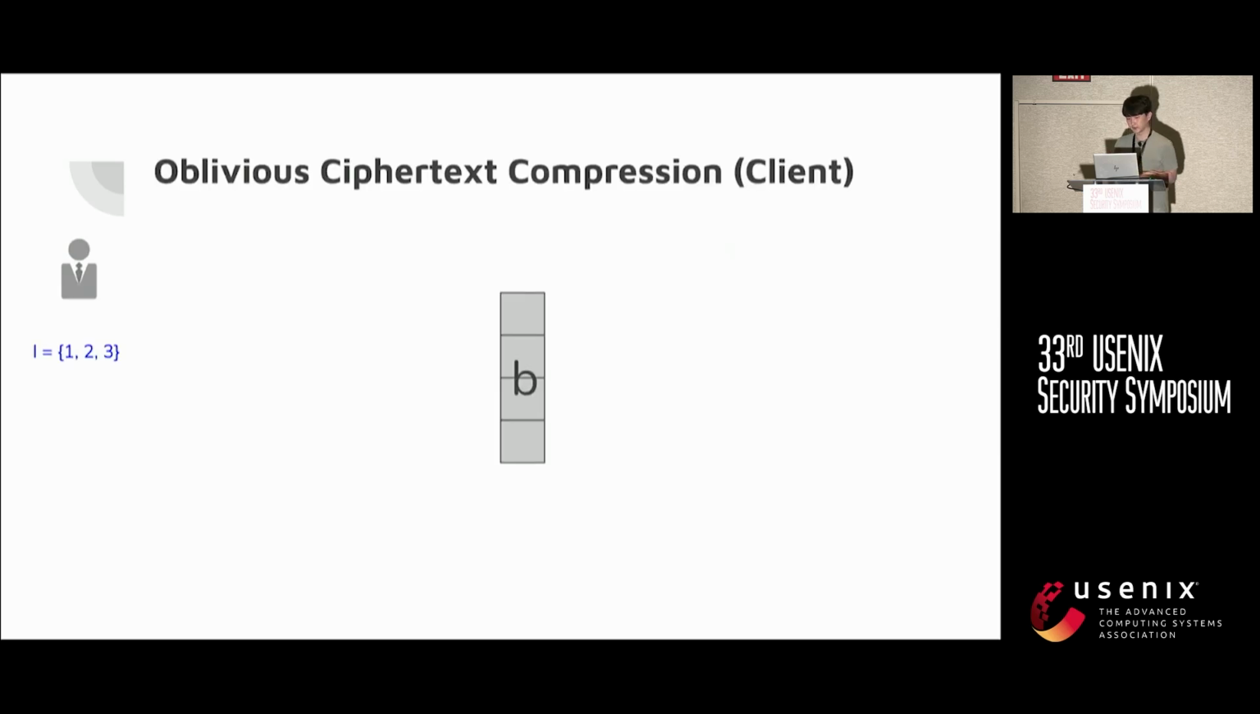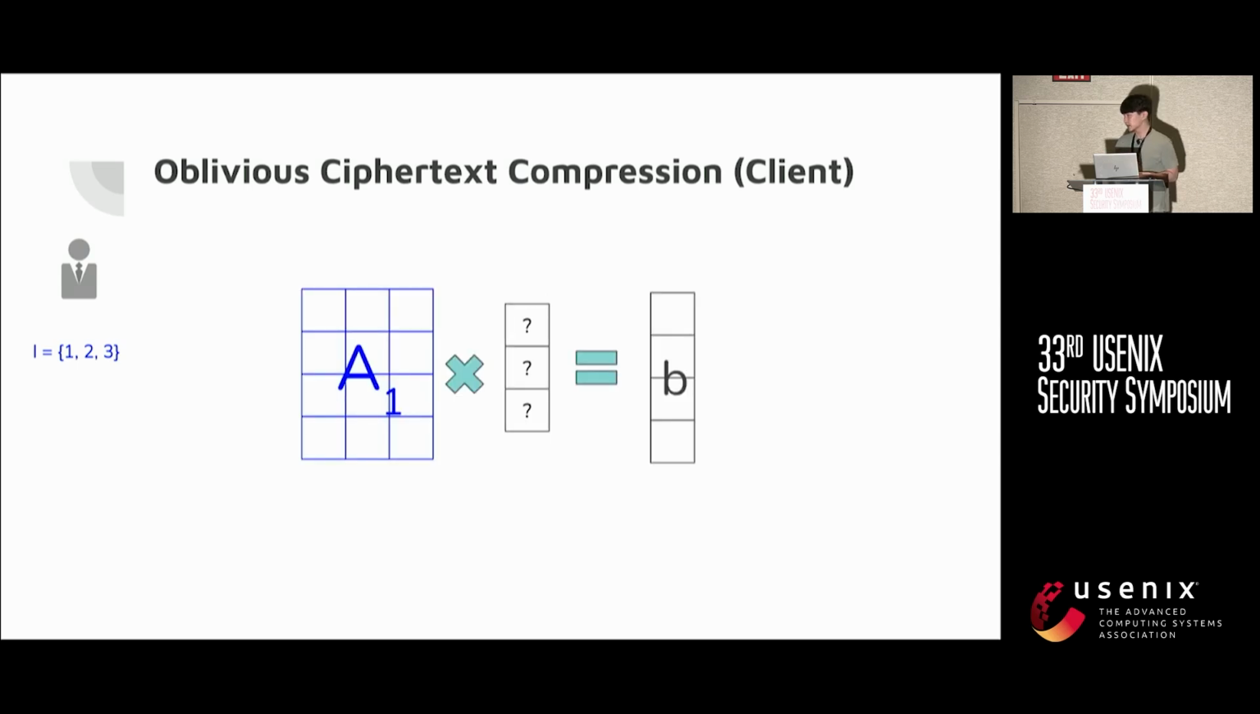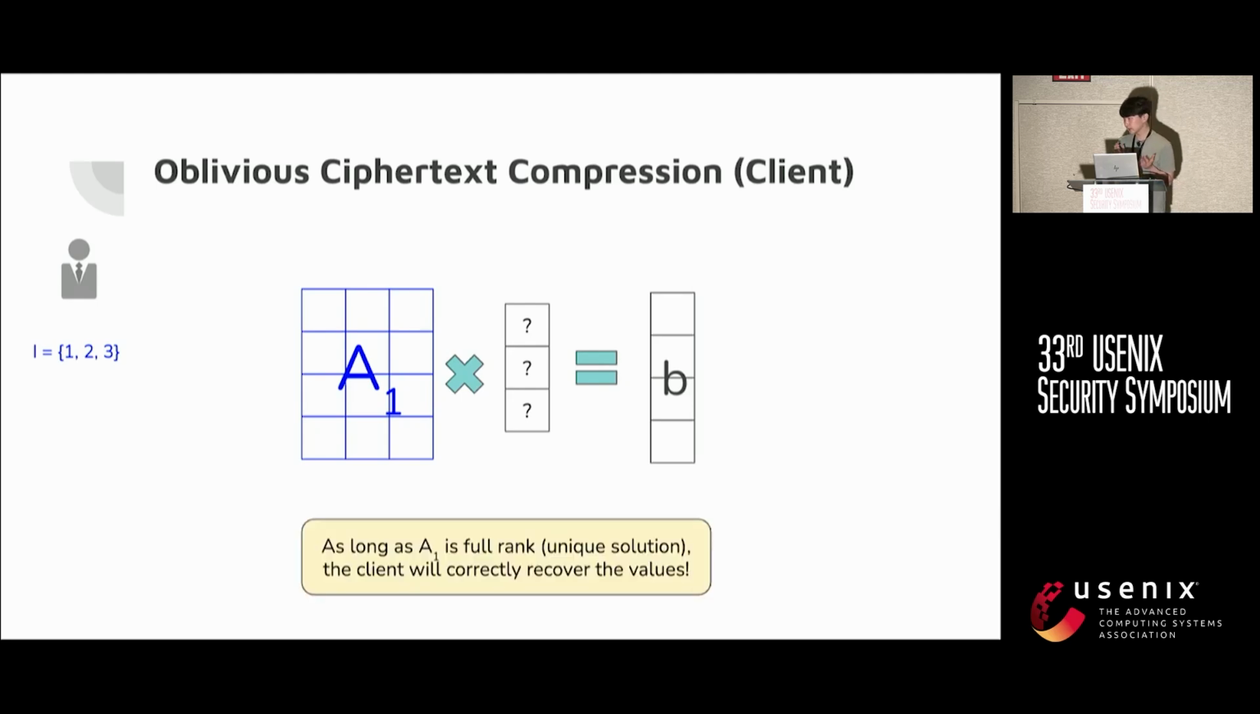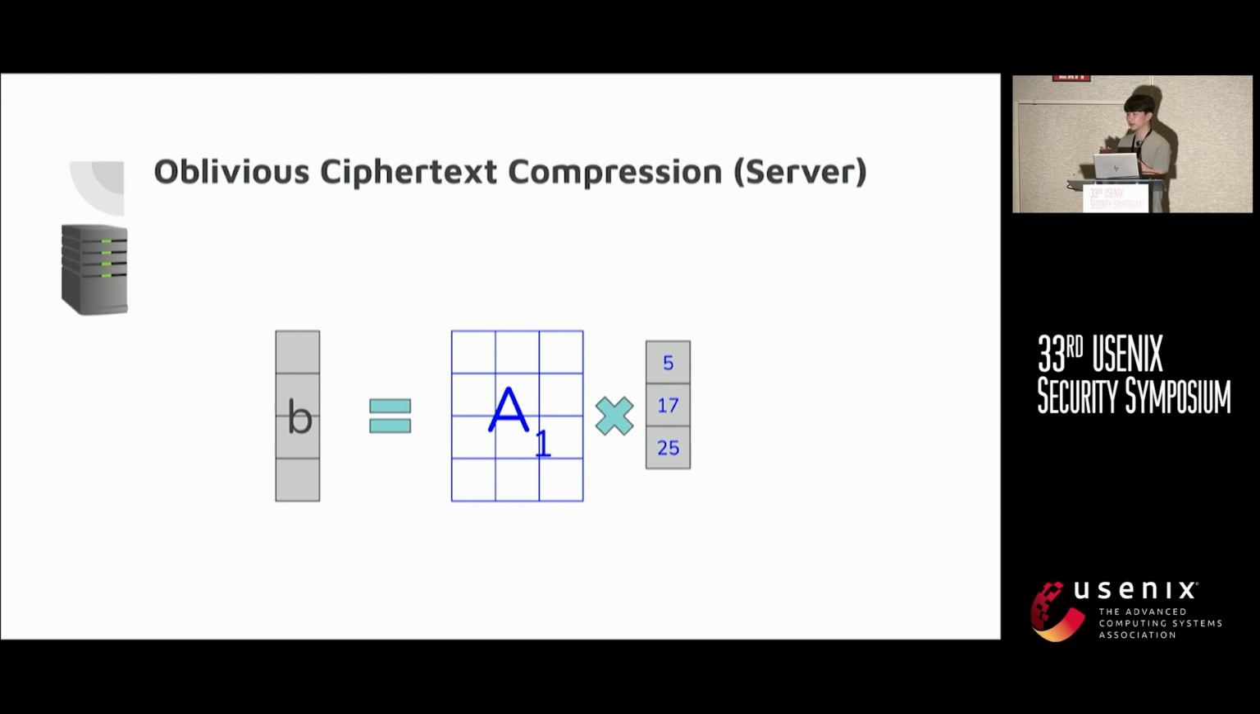And upon receiving the vector B from the client, the server will essentially decrypt this using a symmetric key and solve the following system of linear equations using the matrix A1 and the decrypted vector B that it retrieved from the server. And if you see, as long as the matrix A1 is full rank, which implies a unique solution in this case, then the client will correctly recover the values that it wants to retrieve. And this holds because of the equality that we have established earlier.